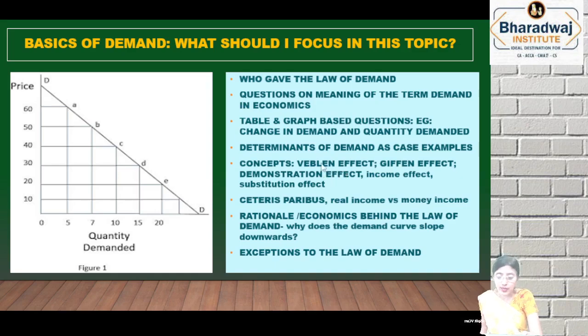We will do an exercise after just giving you a small recollection. You have the Veblen effect, Giffen effect, demonstration effect, income effect, substitution effect. These are the concepts in this chapter. As exceptions they come, but you should know that these are all the concepts from which questions would stem.